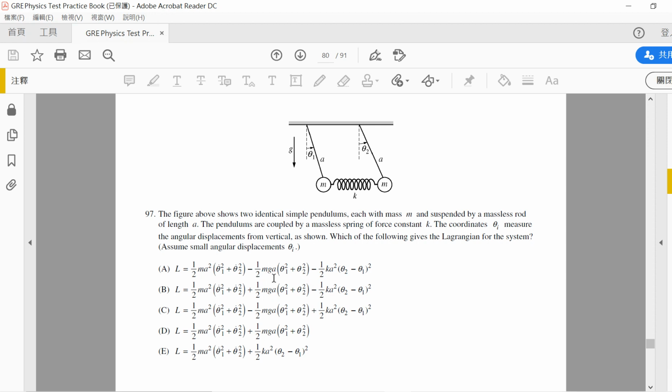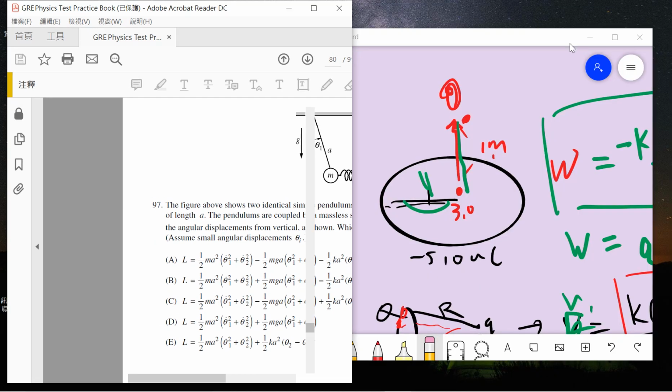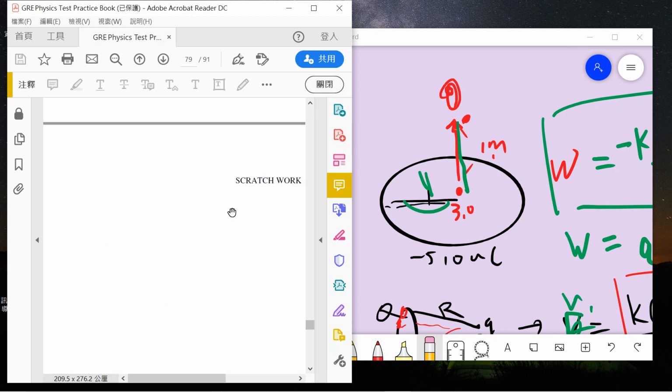So the only thing is which one is correct. But remember, you need to minus the potential. So you need to minus mg times some positive number. So the answer is A. The answer is A. Basically, that's it. Because you know that it must be the kinetic term minus some potential terms, so you know that A is the only possible choice. Then you don't have to do any calculation, like writing cosine theta 1 as 1 minus theta 1 squared divided by 2. You don't have to do this. So that's it.